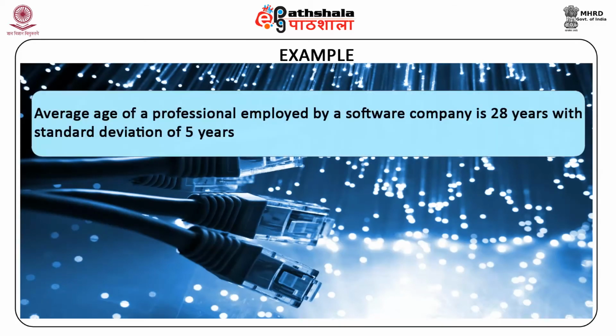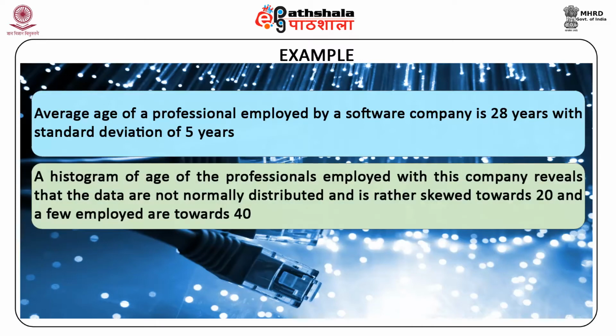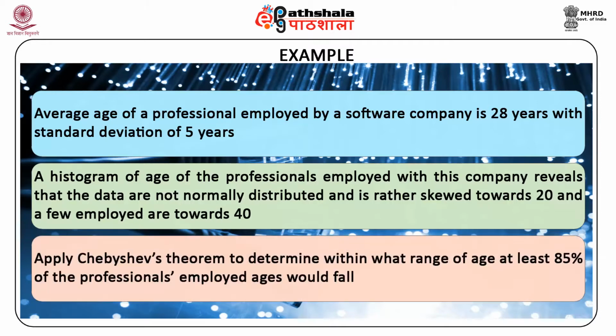Example 1. Average age of a professional employed by a software company is 28 years with standard deviation of 5 years. A histogram of age of the professionals employed with this company reveals that the data are not normally distributed, as it is rather skewed towards 20 and a few employed are towards 40. Apply Chebyshev theorem to determine within what range of age at least 85% of the professionals employed would fall.